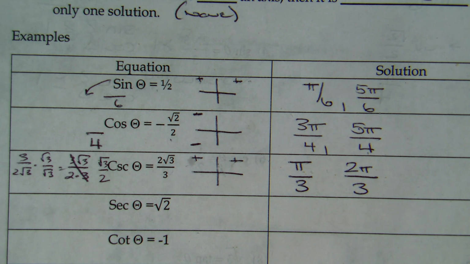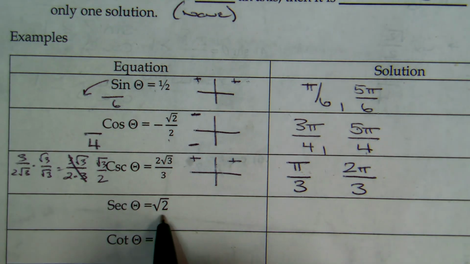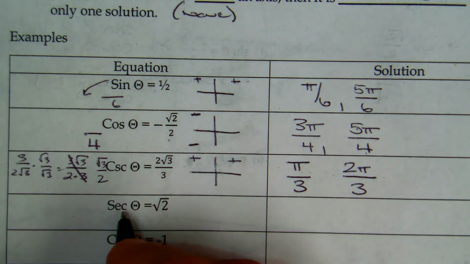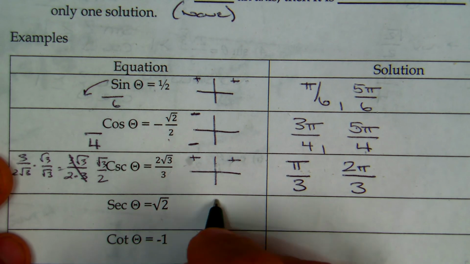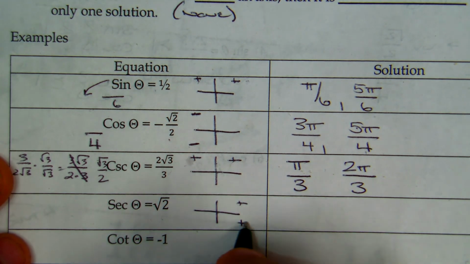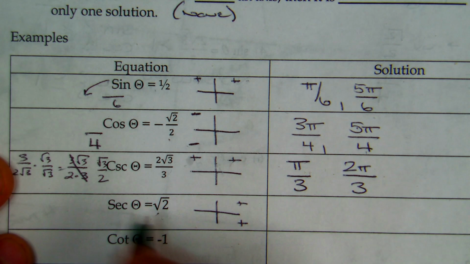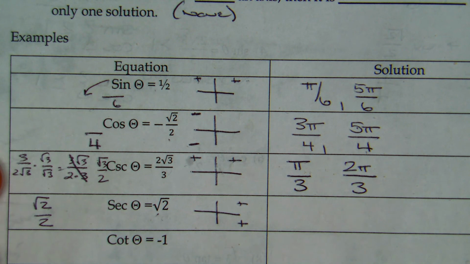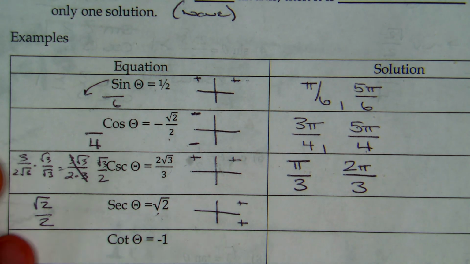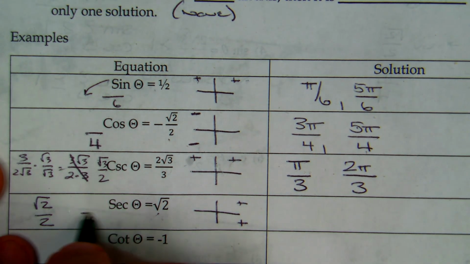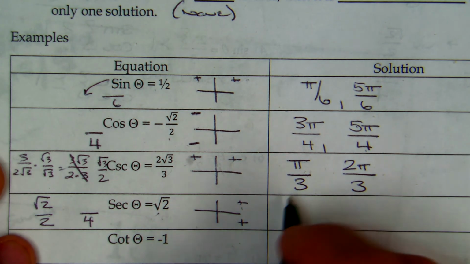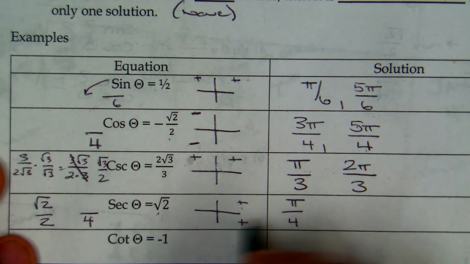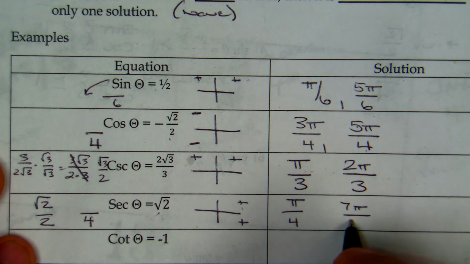Next up, secant theta equals root 2. So secant theta is root 2, so basically that means cosine is positive, and cosine is positive there and there. The inverse of root 2 is root 2 over 2. That will be beneficial for you if you realize that. Root 2 over 2 tells me I'm dealing with the 4 family. Up here would be pi over 4. Down here would be 7 pi over 4.